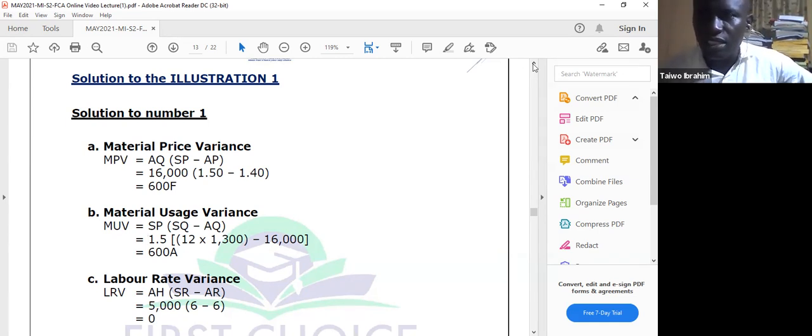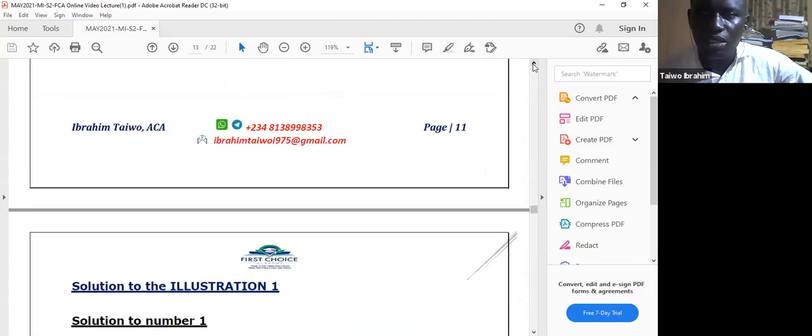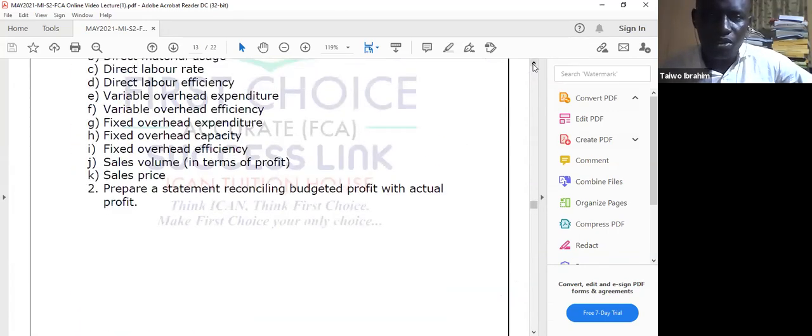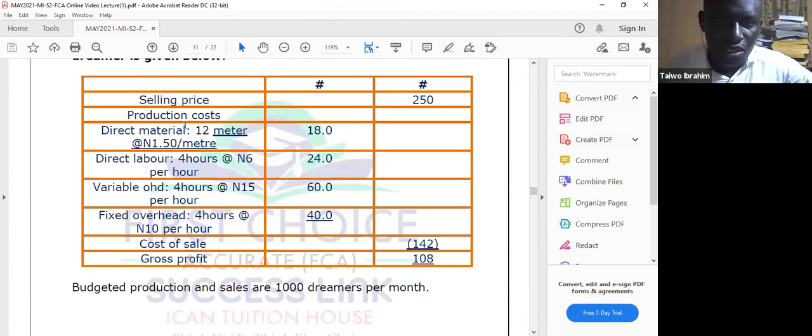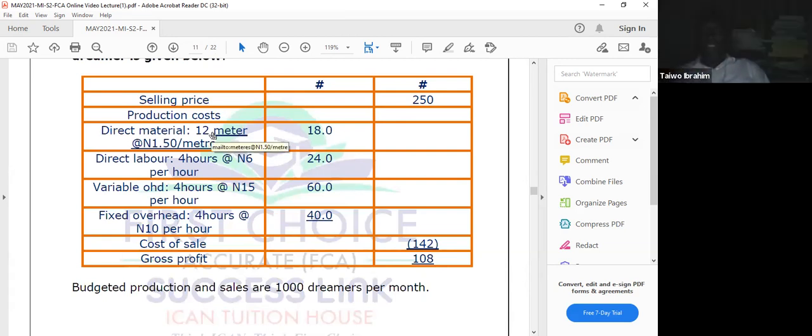Let us go and check standard quantity. You see the way they get standard quantity now. You get it under the standard information. The standard quantity per unit of the material is 12 meters. So it means the material we're going to use is 12 meters.